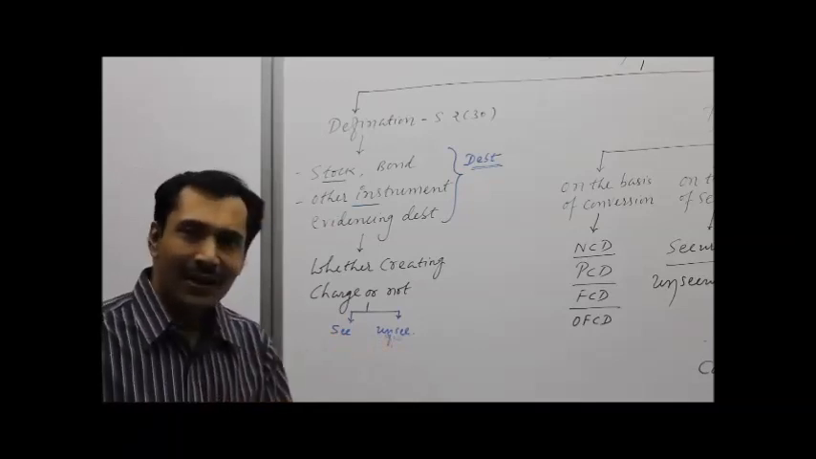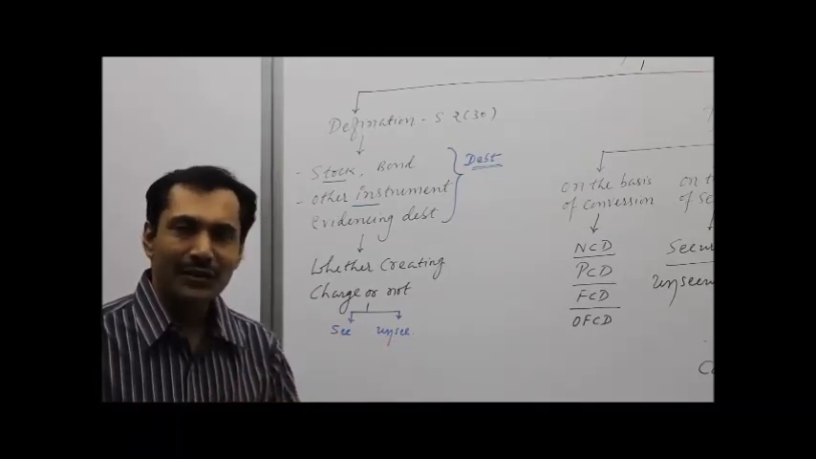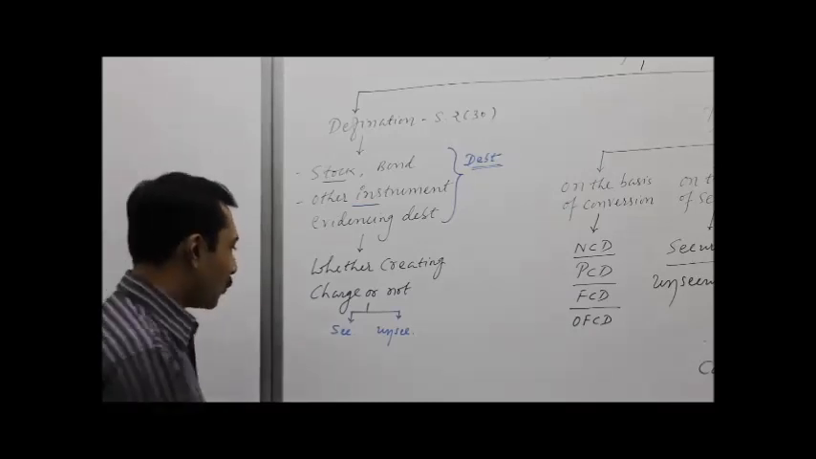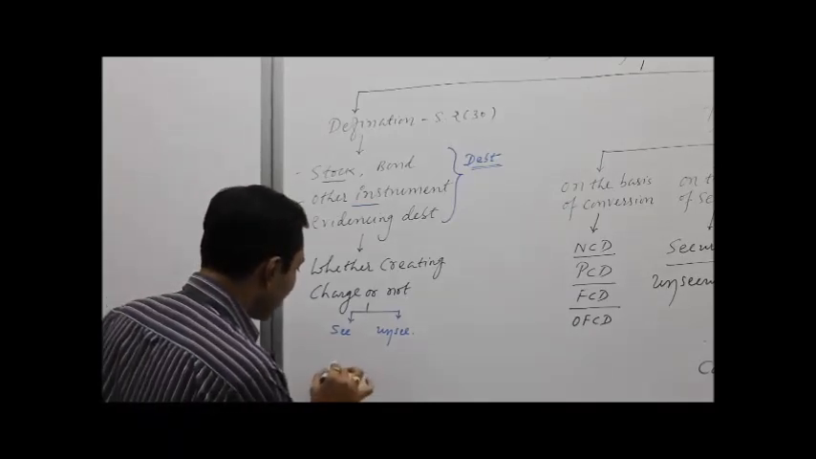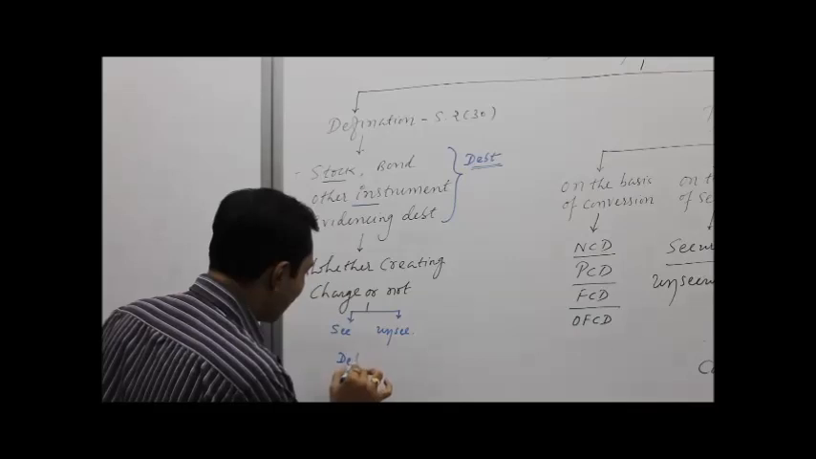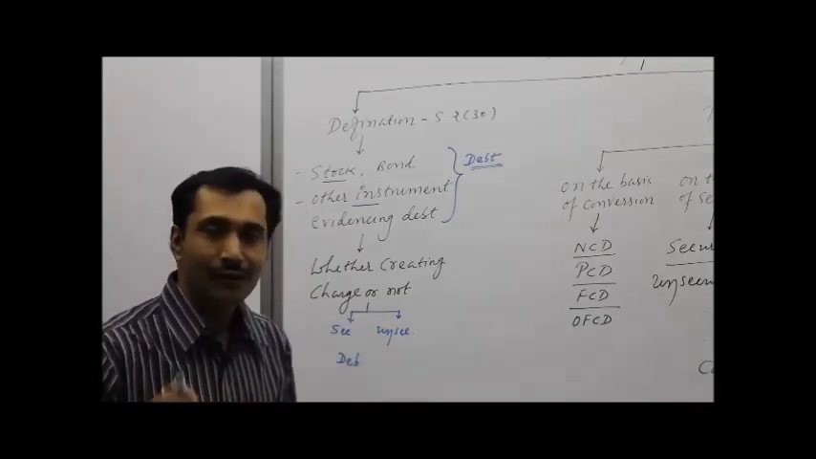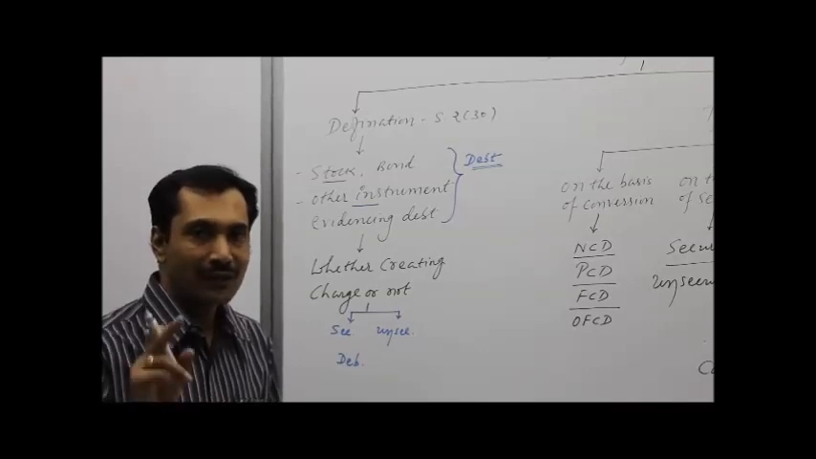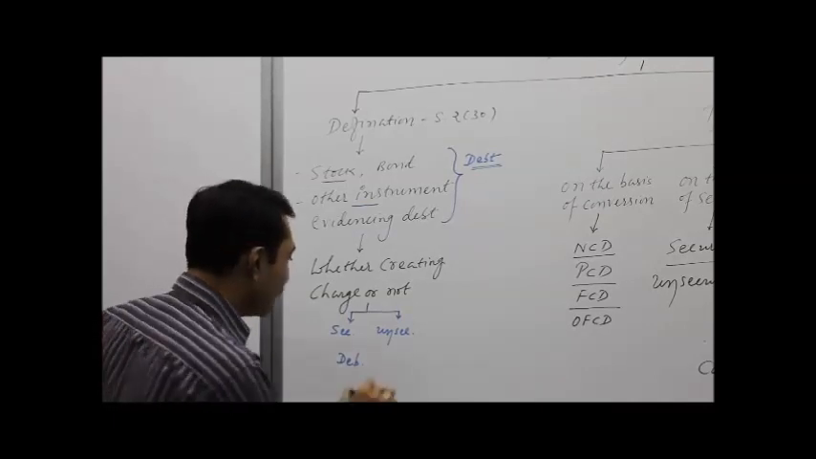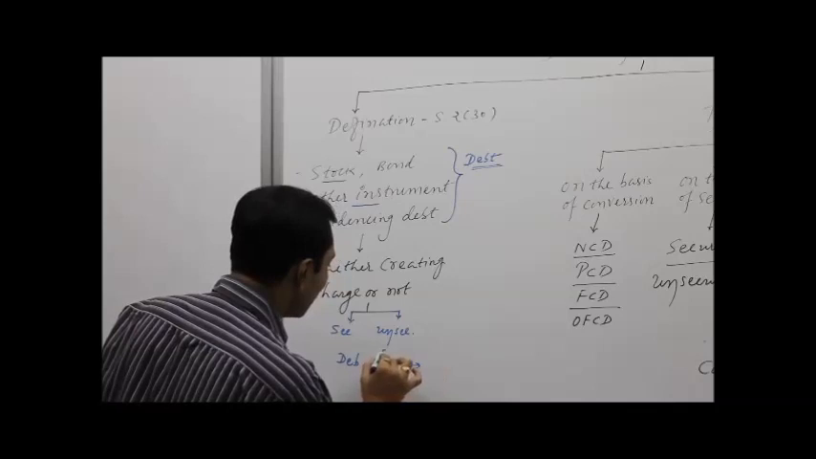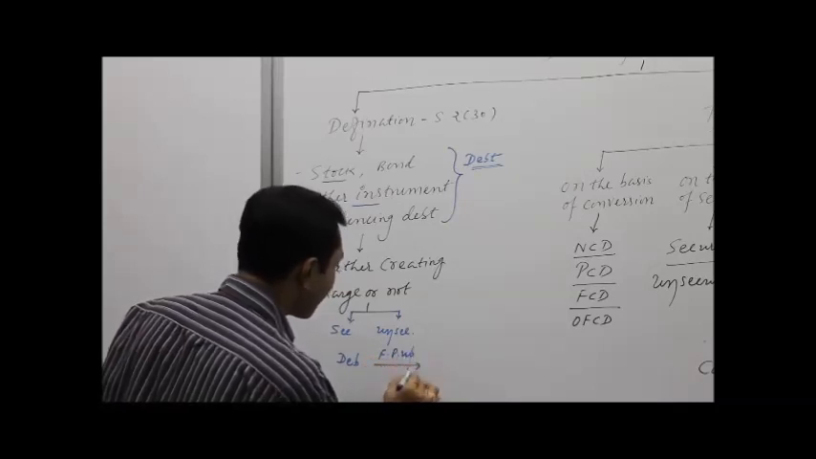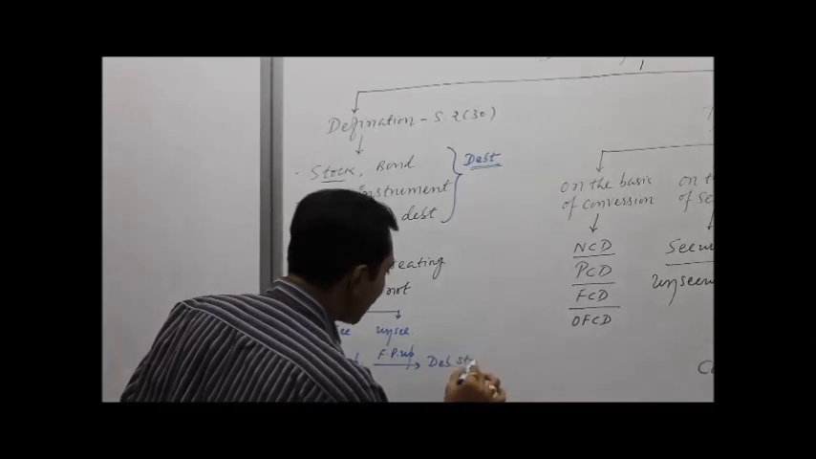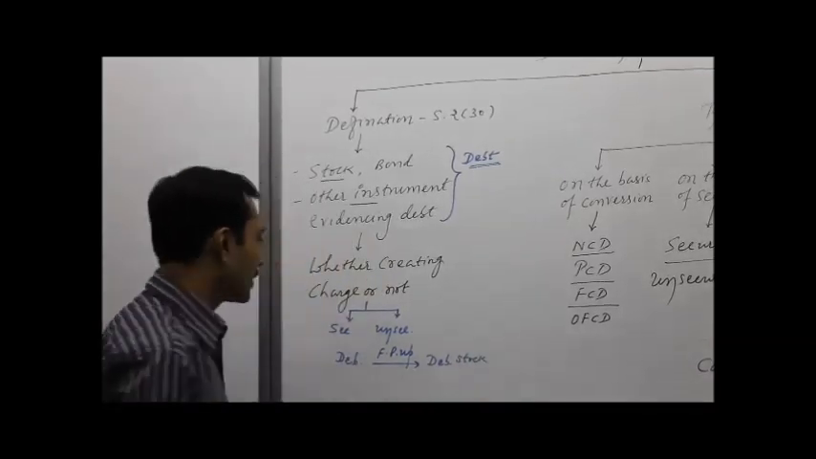Now, as I said to you, there is a little difference between the debenture and the debenture stock, right? So what is that difference? Remember, the company cannot issue the debenture stock at the first instance or directly. The company will first issue the debenture, and if the debenture is fully paid up, then it may be converted into the debenture stock, right?